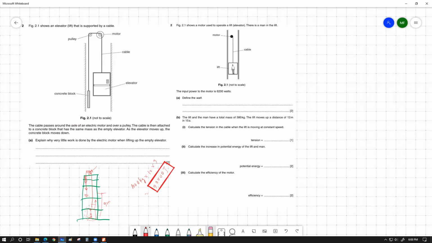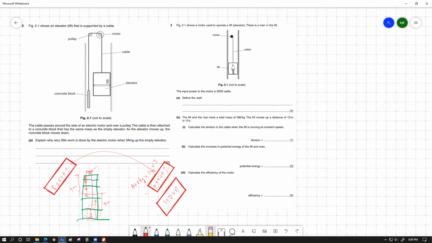Let's say for falling the same height of 9 meters, the concrete block loses 80,000 joules of energy. So if the concrete block loses 80,000 joules, this amount of energy will be coming from the fall of the concrete block. So that will be traveling in this part, and the remaining part, if we do the subtraction, is 10,000 joules. This 10,000 joules of work or energy has to be exclusively supplied from the motor.